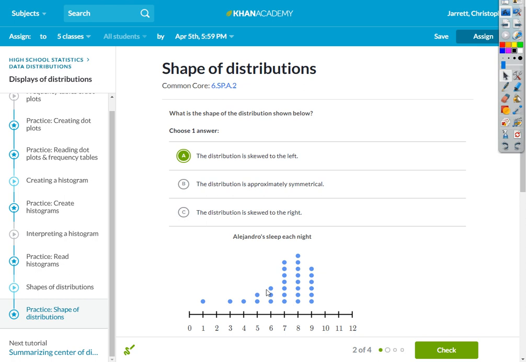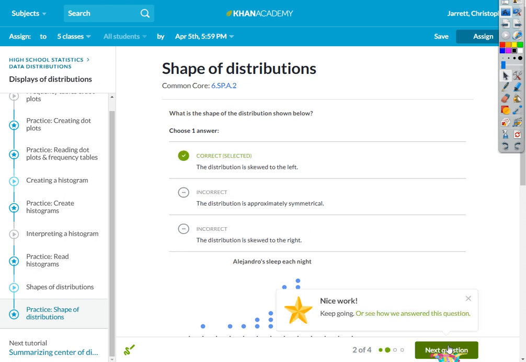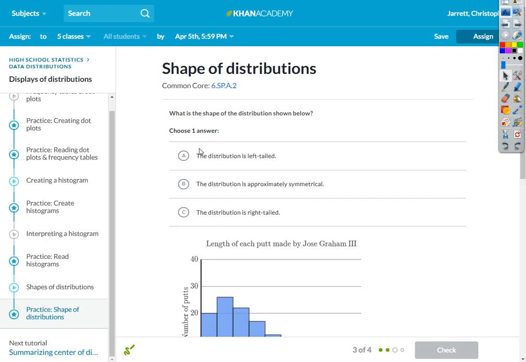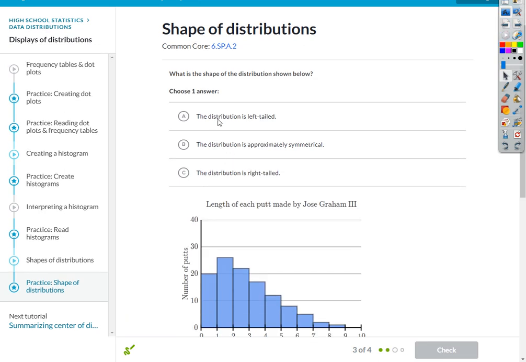It's not symmetrical. That would be right down the center. Skewed to the right should be pointing to the right. This one is also going to be considered skewed to the right. The tail is to the right. But as you can see here, they don't use the word skewed. They use right-tailed, which means the same thing. Left-tailed, skewed left. Right-tailed, skewed right.